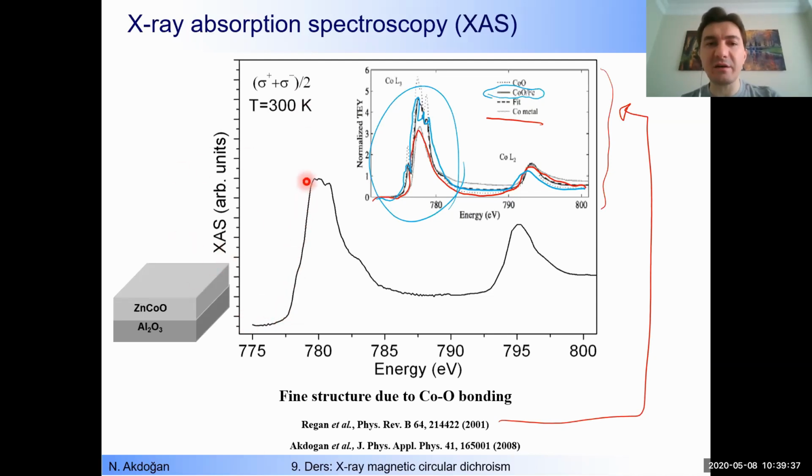What do you see here? I have features around L3H. So the data behaves like cobalt oxide. This indicates that this cobalt sits on the zinc oxide lattice within that material and then makes bonding with oxygen. So we see fine structure around L3H due to the cobalt-oxygen bonding. So this method is also very useful.